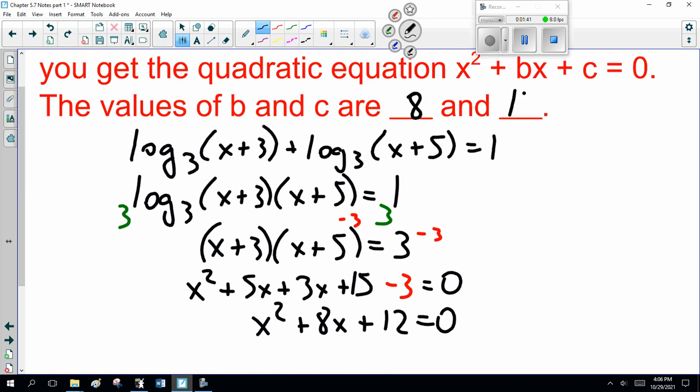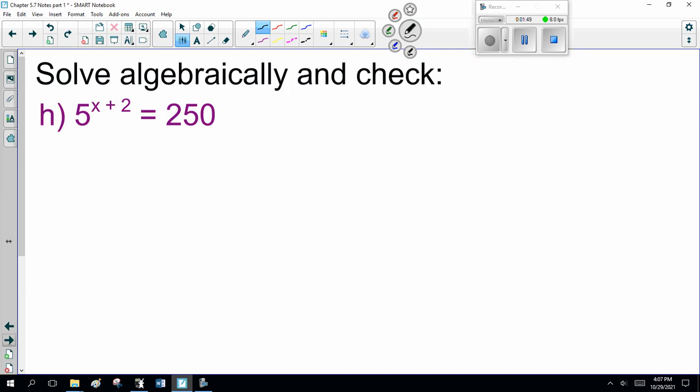8 and 12. Now what's the final answer that you can graph? As you're solving this, what do you get? One of the steps is this.